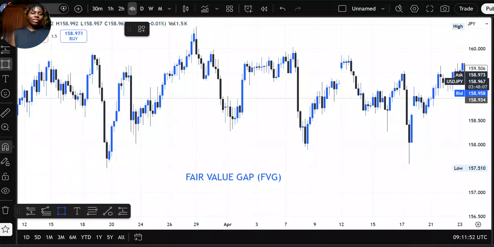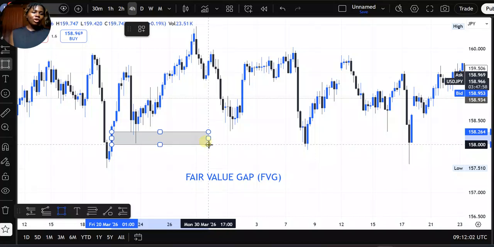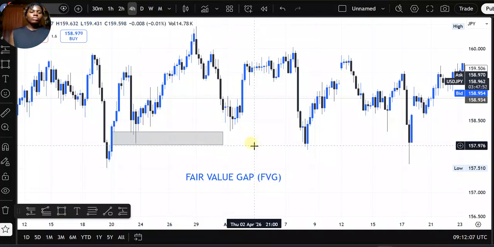Most people trade just fair value gap. It just depends on you. Most people add it as part of their confluences. So we're going to mark it out, the top of the first candle to the bottom of the third candle. That's us marking a bullish fair value gap.